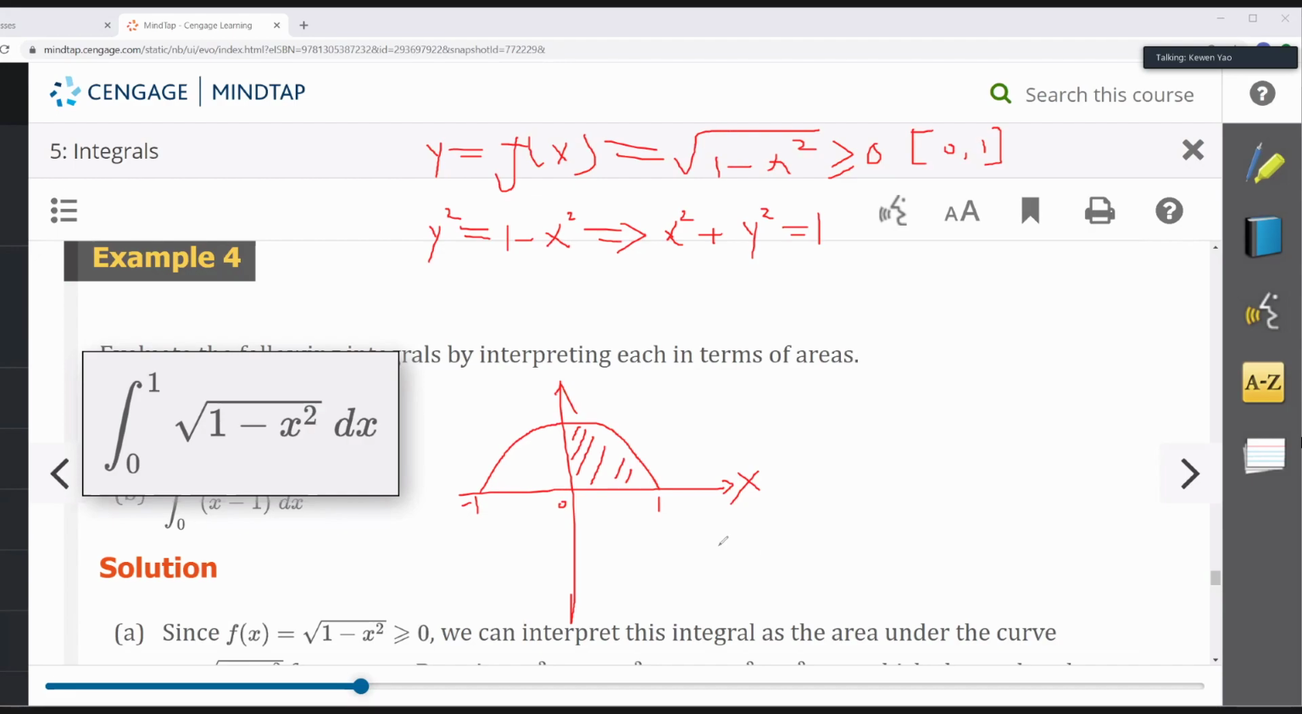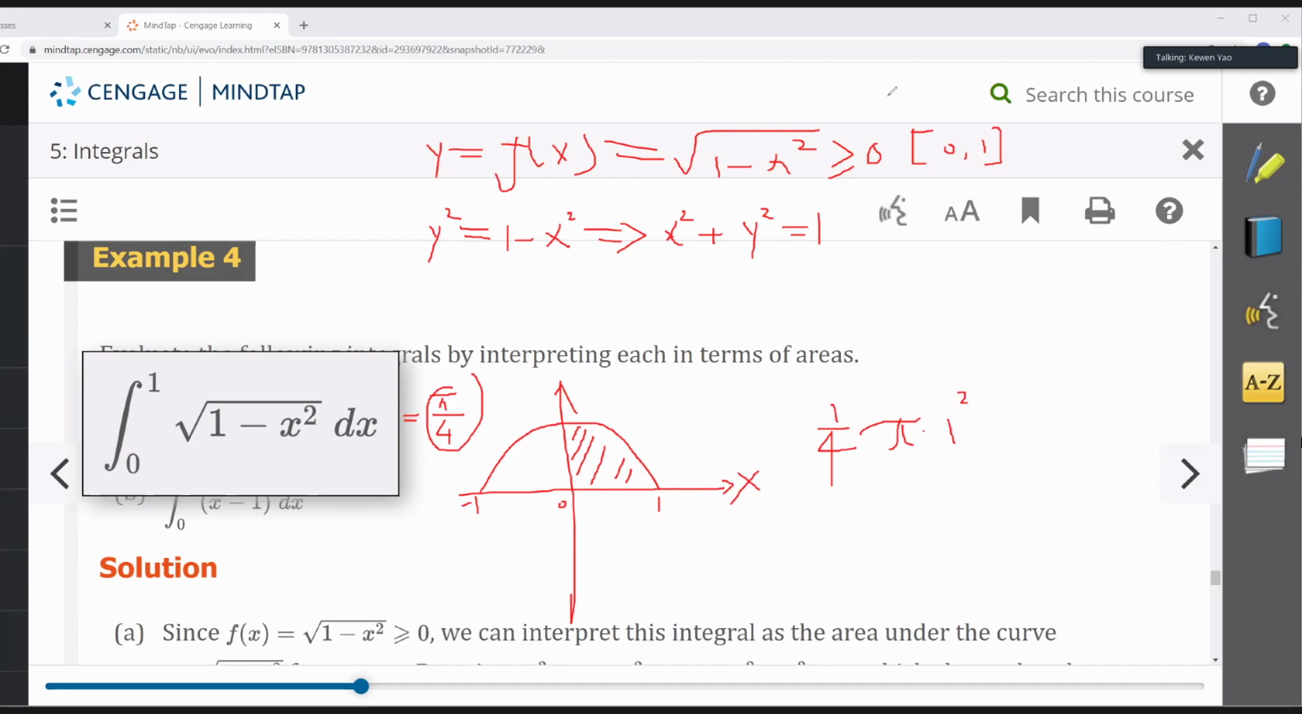Now you can find this answer very easily. The area of the full circle is pi r squared, and the radius is 1. This is a quarter of that, so the answer is pi over 4. We can find the answer very fast because this is a circle and we know how to find the area. If this were not a circle, this method would not be useful because the area would not be easy to find. Since this is a quarter circle, the area is pi over 4.